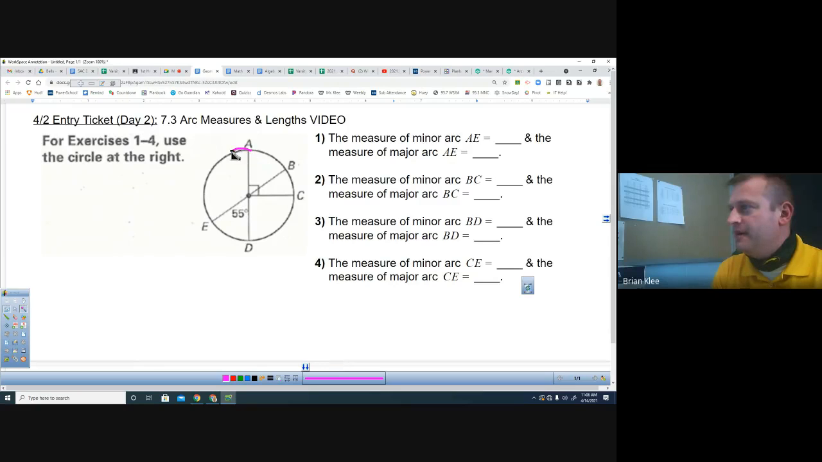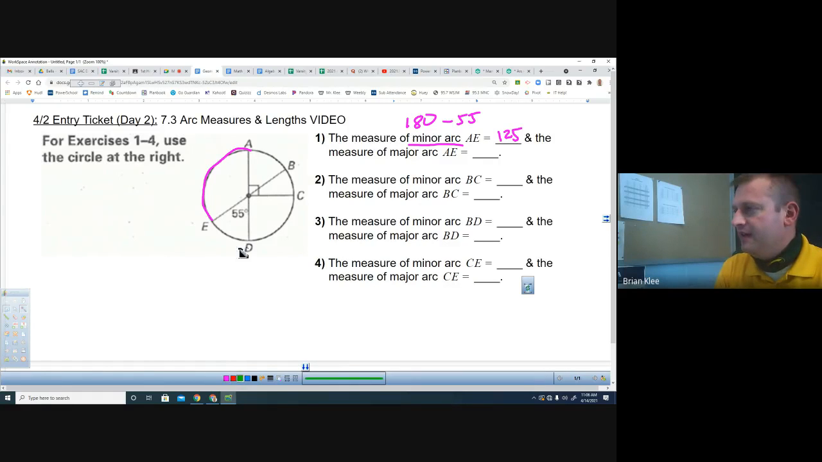If I talk about minor arc AE, that is that measurement right there, because it's the smaller distance around the circumference of the circle from A to E. So that would simply be 180. We know that because AD is the diameter. 180 minus 55. Mental math there, 180 minus 50 is 130, minus 5 more gives us 125.